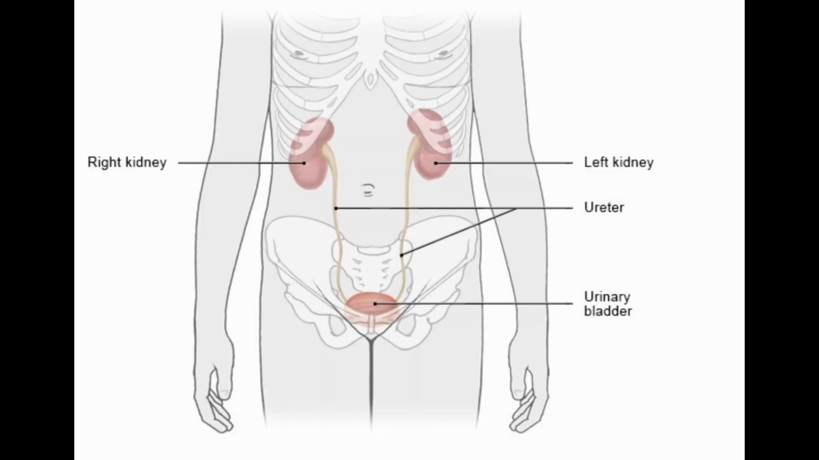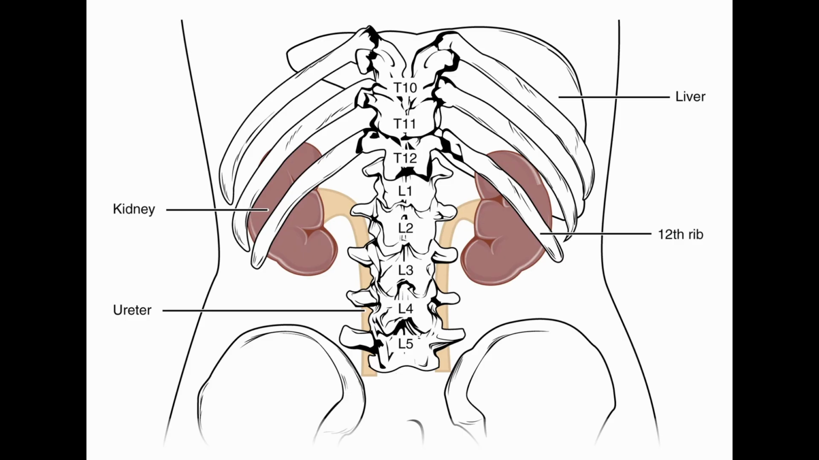So when we look at it, each kidney is the size of a closed fist. They're located just above the small of your back between the T12 and L3 vertebrae, with the bottom of the kidney being right about where the bottom of your rib cage is.